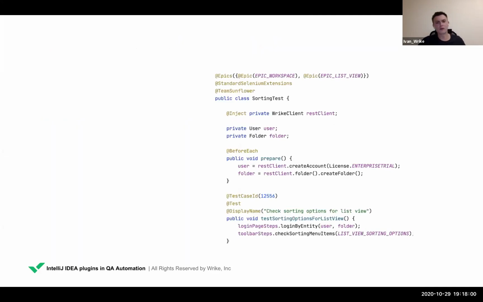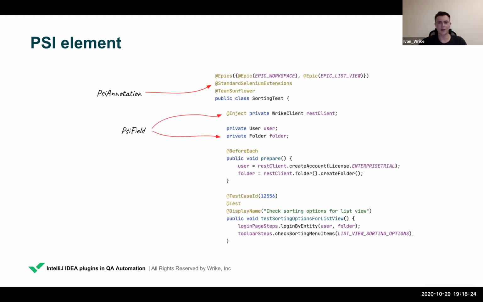Let's look at this code fragment. This code is from our test framework. For a common text editor, this is just code. But when we are talking about PSI, here are plenty of PSI elements. For example, PsiAnnotation, standard Selenium extensions. Or we have here PSI fields like write client or folder. And we have a PSI method, prepare method. And of course, we have a PSI expression. This is a line of code located inside the method. For example, here, check sorting menu items execution. PSI elements allow us to do some refactoring with these elements.